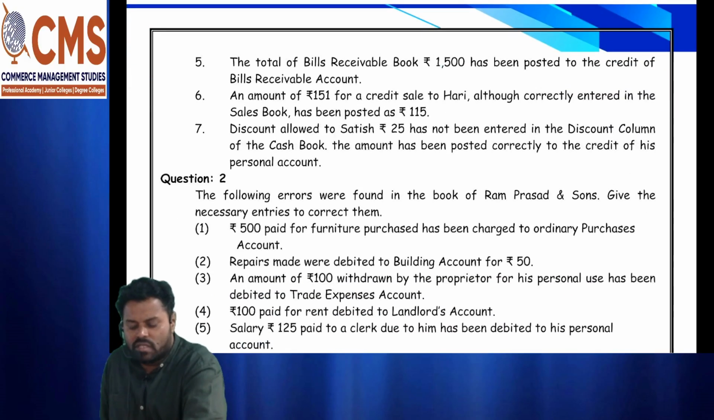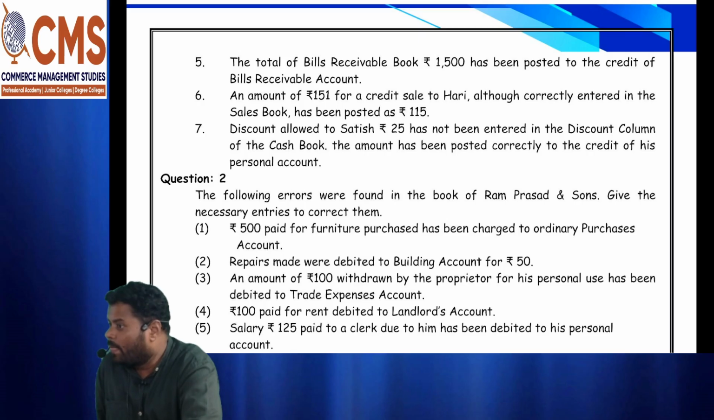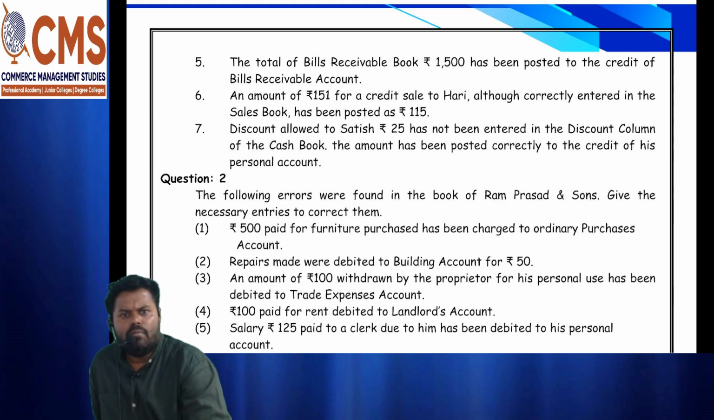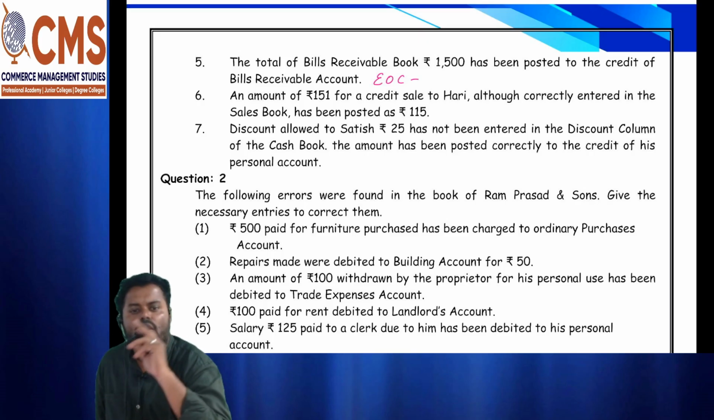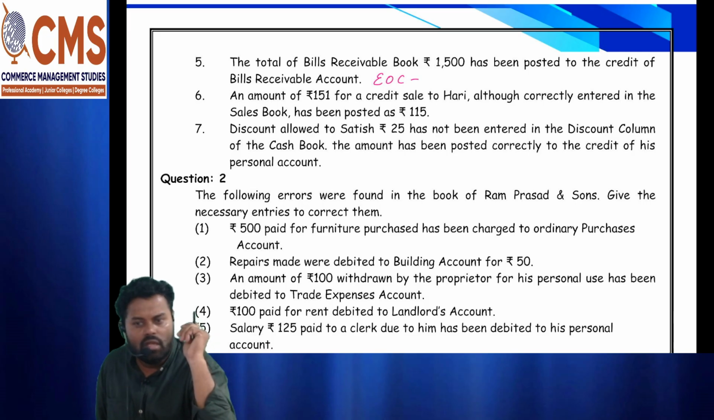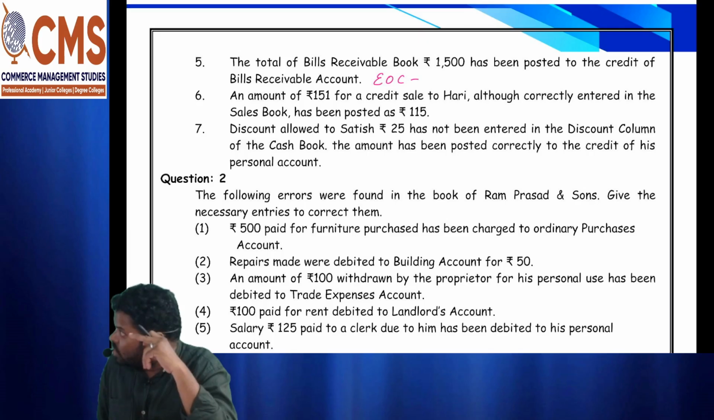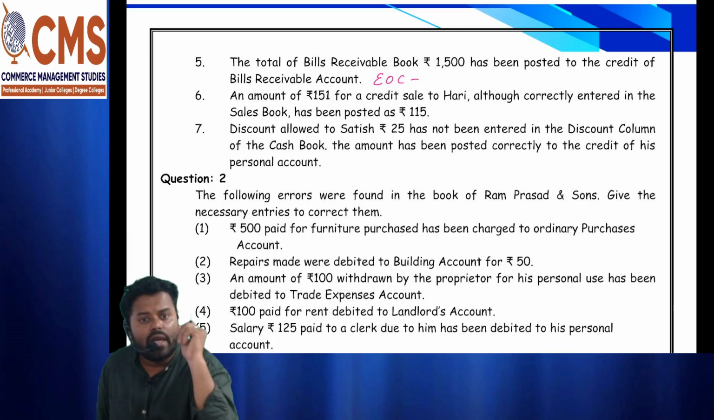The total of bills receivable book 1500 has been posted to the credit of bills receivable account. Error of principle? Error of commission. Right. What is the class? Account is correct. Amount is correct. The side went wrong. Why? Bills receivable book should be posted on the debit of bills receivable because it is an asset. Instead of writing it on the debit side, this guy posted it on the credit side.